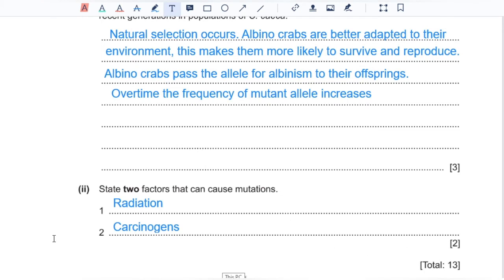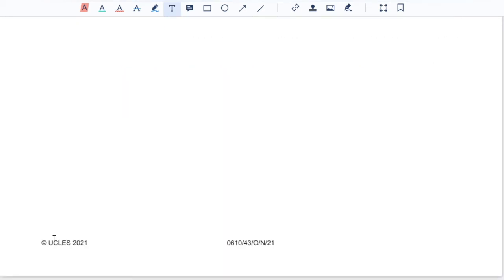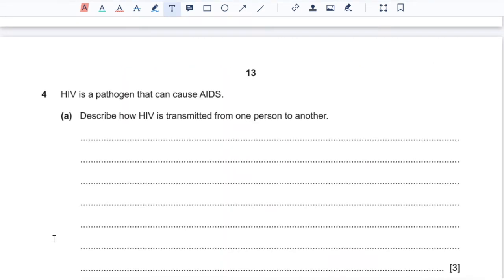State two factors that can cause mutations. Those could be radiation and carcinogens. 4. HIV is a pathogen that can cause AIDS. A. Describe how HIV is transmitted from one person to another. This can occur due to exchange of infected body fluids, which can be carried out by sharing needles that are contaminated with HIV, or blood transfusions without screening for HIV. It can also be carried out by breastfeeding.